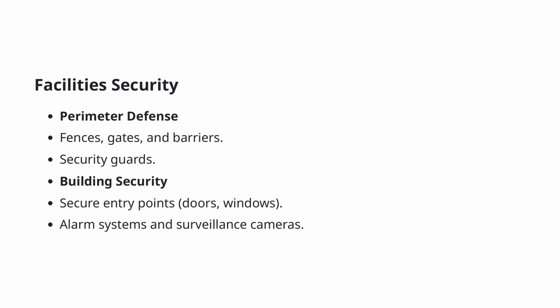Next, we have building security, which centers around securing entry points like doors and windows. Implementing alarm systems and surveillance cameras adds additional layers of protection, helping to detect and deter unauthorized access attempts. These systems work together to ensure your facility remains secure from the outside in.